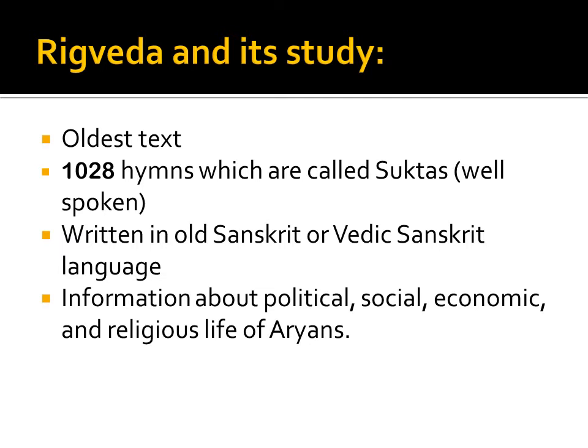So it is written in Old Sanskrit, and with the help of Rig Ved, we get information about political, social, economic and religious life of Aryans. Now, we are not given detailed information about the Aryans, but initially when we were taught, Aryans were the people who came from outside and they settled in the northern regions of India. So India consisted of mainly Aryans and Dravidians. Aryans, the people of North India, and Dravidians, the people of South India. So it gave information about the life of Aryans.